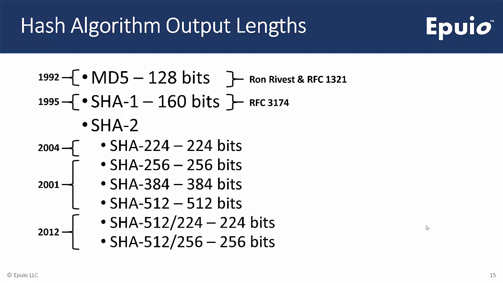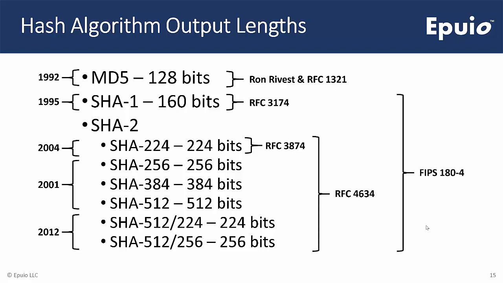And then in 2012, there were some modifications so that the 512-bit hash could result in a 224 or a 256-bit result. Now, in terms of the RFCs, I'll just put these out. The first RFC has SHA-224 in it. Then you have an RFC that basically codified all of SHA-2. And in addition to this, NIST codified the SHA-1 and the SHA-2 algorithms in a document called FIPS 180-4.